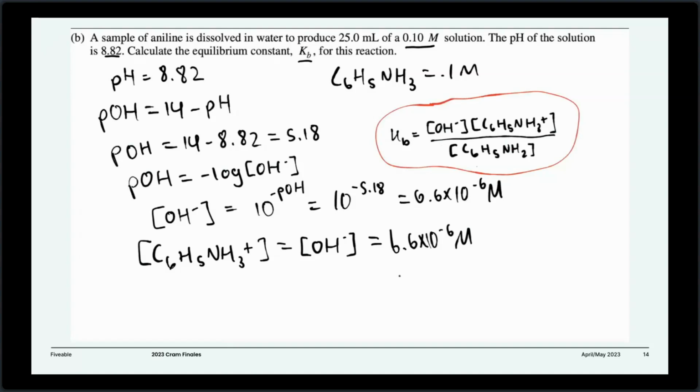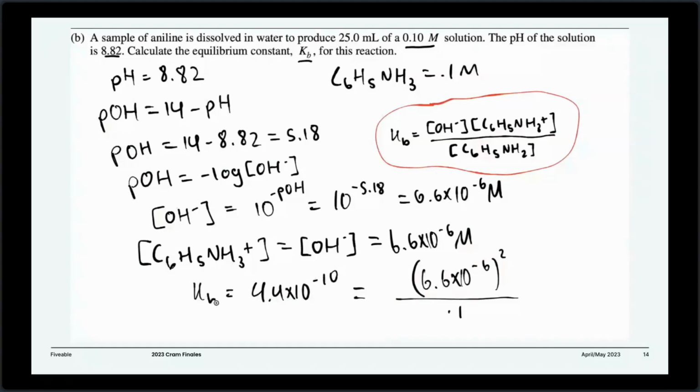So our OH- and our conjugate acid for aniline was 6.6 times 10 to the negative 6. And we could just square that since we have both of those numbers. And we were given the concentration of aniline, which is 0.1. And if you do the math, we will get 4.4 times 10 to the negative 10 as our Kb. And that's the answer right there.